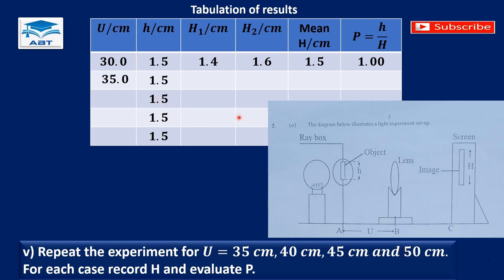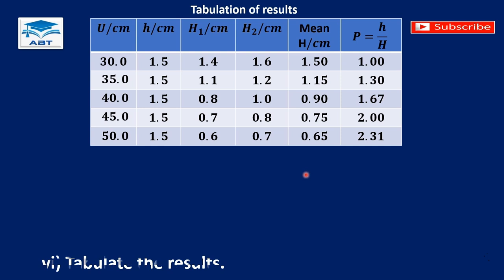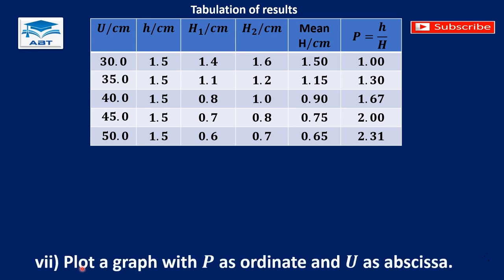So we set U to 35 centimeters and repeat the procedure. We set it to 40 centimeters, 45, 50 centimeters, and then tabulate the results. And we are going to plot a graph with P as ordinate, which is the vertical axis, and U as abscissa, which is the horizontal axis.